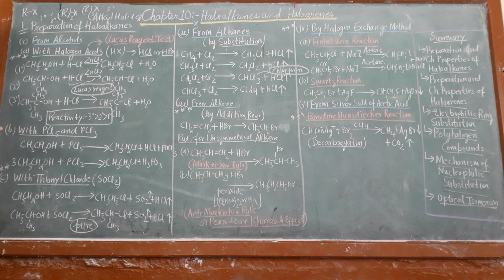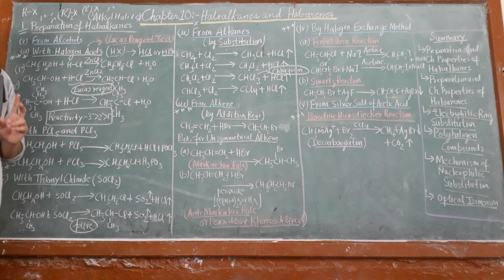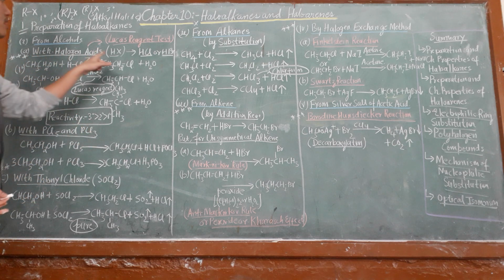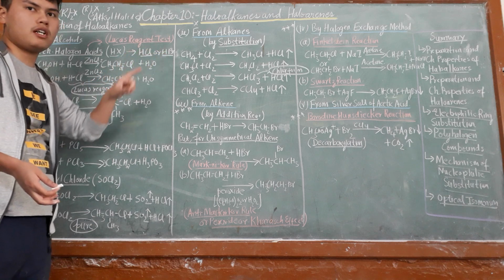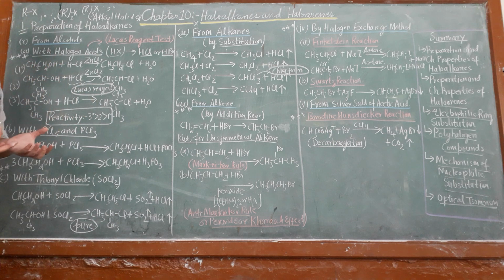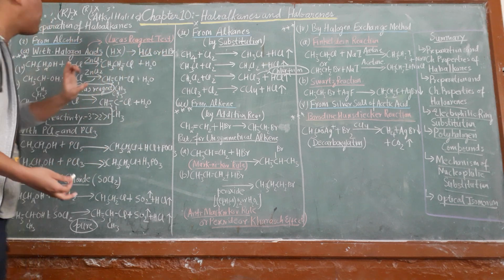Alcohols react with halogen acids, that is, HX, and you get the product. The halogen acids are HF, HCl, HBr, and HI. The best reactions are with HCl and HBr because of their moderate reactivity. Fluorine is the least reactive, and HI is the most reactive but gives a hard-to-control reaction. So the best option is HCl and HBr.